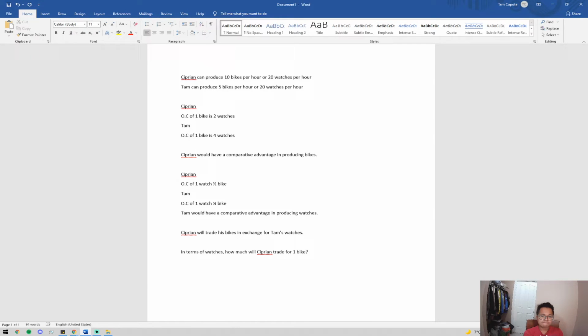Okay, so it should be between 2 and 4 watches. So how much will Cyprian trade for one bike? So the trade price should be between... for one bike, I think it's best that one bike should be between 2 to 4 watches.